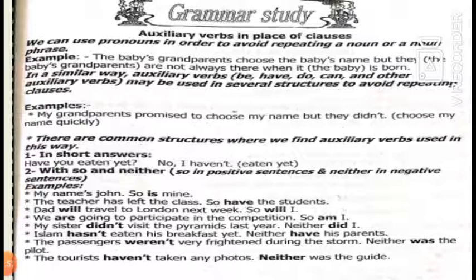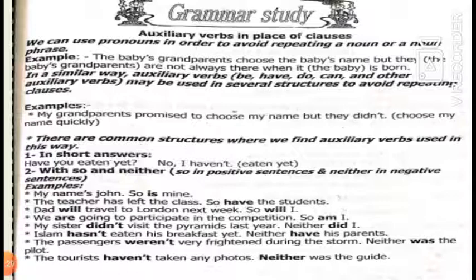Dad will travel to London next week, so will I. We are going to participate in the competition, so am I. My sister didn't visit the pyramids last year, neither did I. Pay attention, my sister didn't visit. Here we have a negative form, so we are going to use neither. Then look at the verb didn't visit, a verb in the past simple tense, so we use did. Neither did I. Islam hasn't eaten his breakfast yet, neither have his parents, because we have hasn't eaten, a verb in the present perfect.